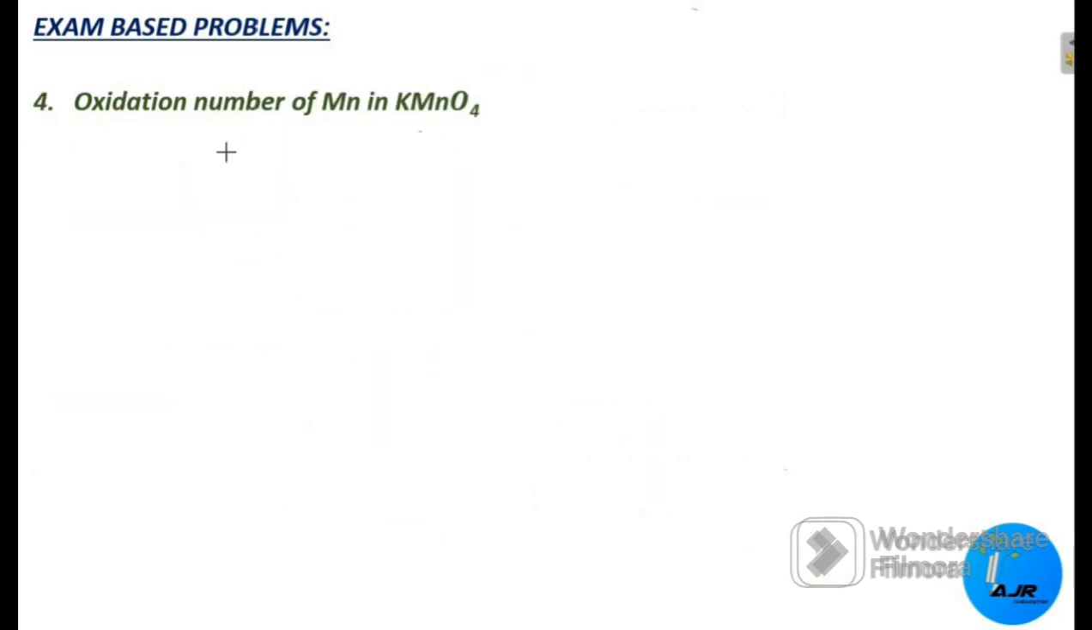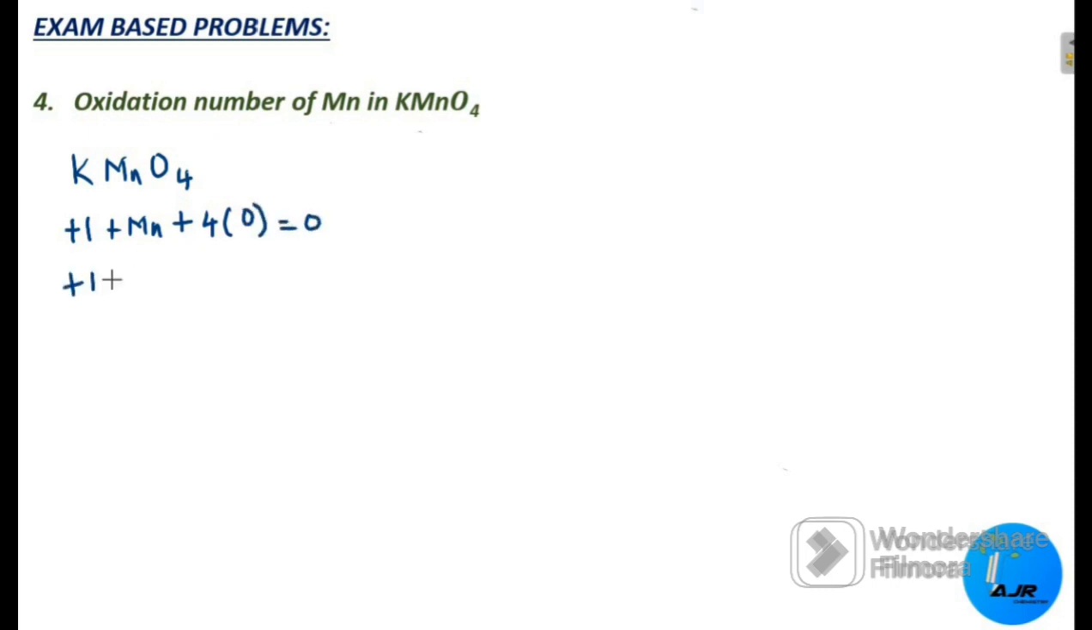Can you understand? The final question is oxidation number of Mn in KMnO4. They are asking you to find out the oxidation number of Mn in KMnO4. Potassium is an alkali metal, group 1A. According to the rule I have given, the oxidation number of alkali metals is plus 1. So plus 1 plus Mn plus 4 into oxygen is equal to 0.